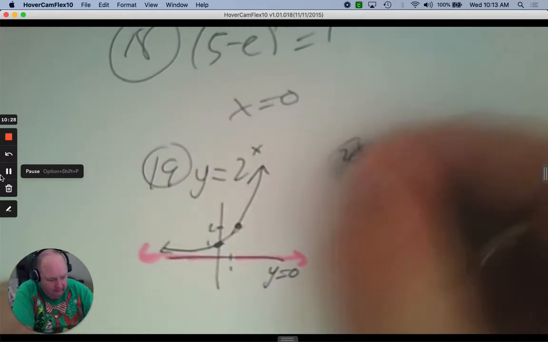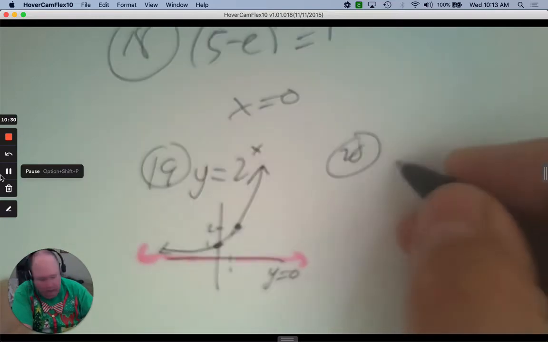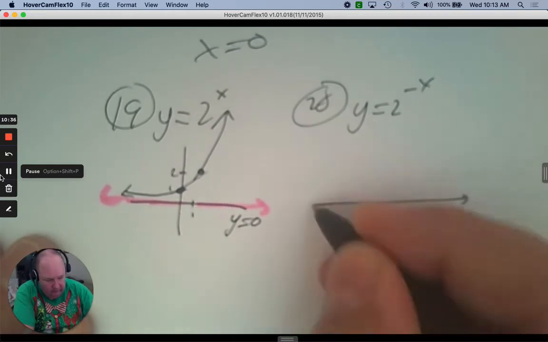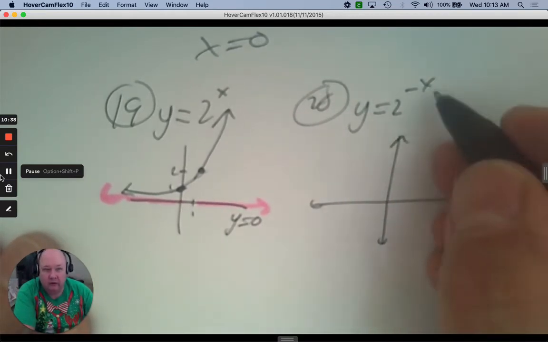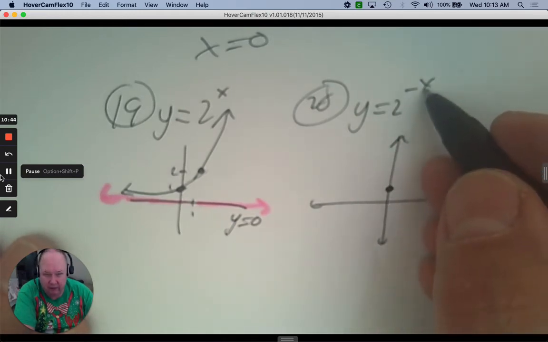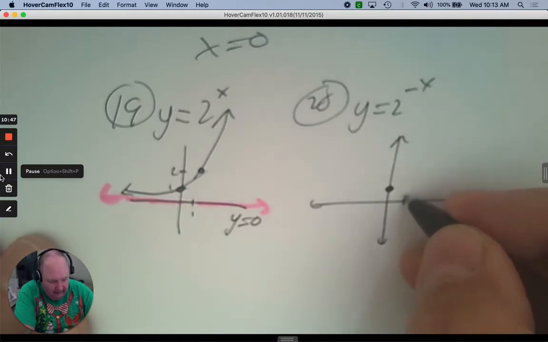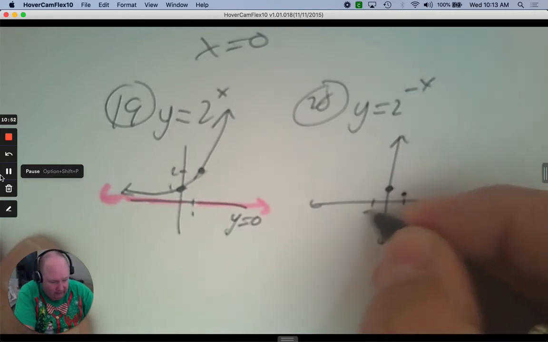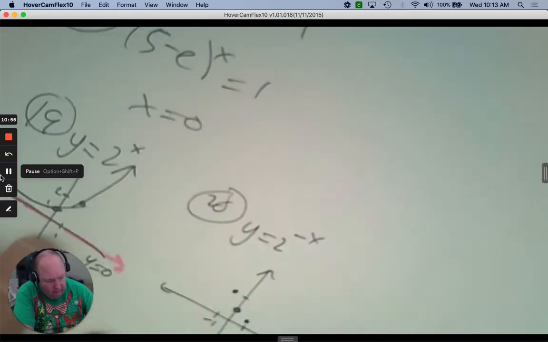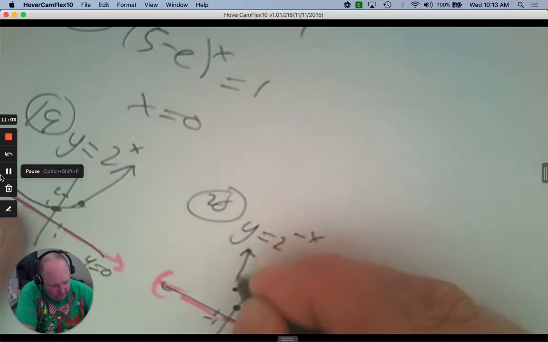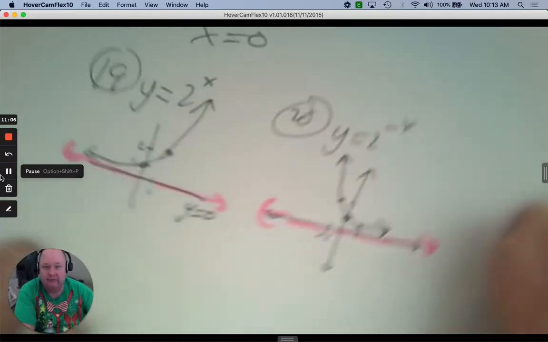Number 20, I think it's y equals 2 to the negative x. So again, we're going to find 2 points on this. If I plug in 0 for x, the answer is 1. That didn't change. If I plug in positive 1, you actually get a half. So it's a declining or decaying function. A negative 1 would give you the answer 2. So this is the direction of it. The asymptote is still at 0. And there is the function.